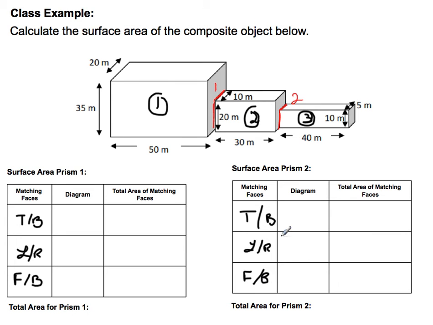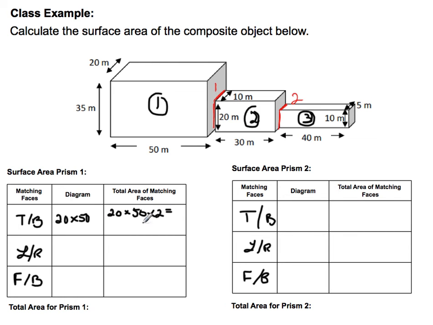So there's going to be a lot of flipping back and forth here just because I can't put everything on one page. But let's talk about Prism 1. The top is 20 by 50 because 50 is the same up here. So I'm going to have 20 by 50. That's going to be my rectangle. So let's go 20 times 50 times 2.